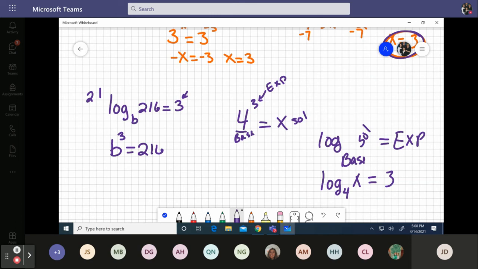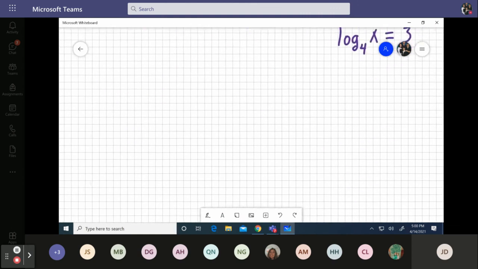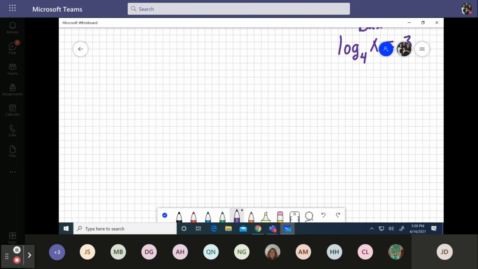All right, so I need some exact values for 21 through 25. We're going to write those. We got to remember those rules. Put an x on the end and write it as an exponent. And then we're right back up to problem 15 and 16.